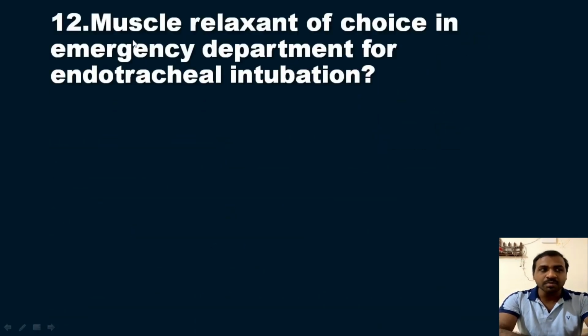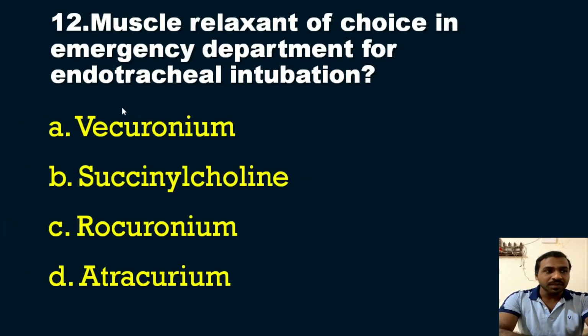It's a very important question. The question is: muscle relaxant of choice in the emergency department for endotracheal intubation. So which is the drug of choice as a muscle relaxant during endotracheal intubation? That is the question for you. The options are vecuronium, succinylcholine, rocuronium and atracurium.